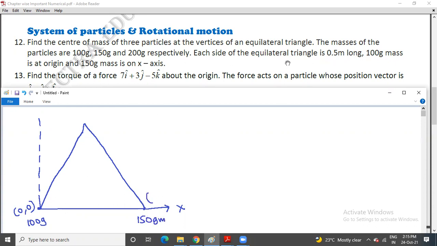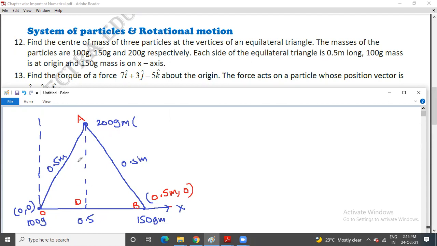But what are the coordinates they mentioned in the question? The side of the triangle is 0.5 meters. This will be 0.5, and this is also 0.5 meters. So here is the third particle whose mass is 200 grams. Coordinates: it will be 0.5. You just should give a letter here. This is O, this is A, this is D, this is B. So what are the coordinates of the second particle? The x coordinate will be 0.5, but the y coordinate will be 0 because it is on the x-axis.